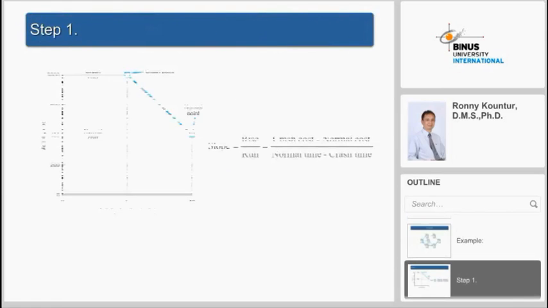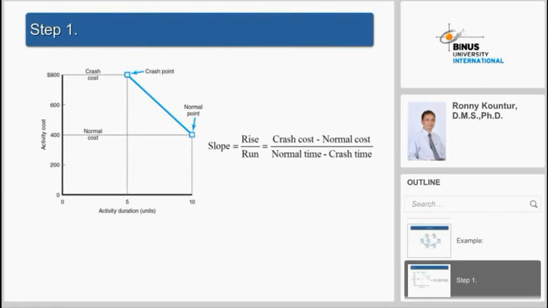Okay, the first step in reducing the time to complete the project is to compute the slope. What do we mean by slope? You see the formula there: slope is equal to rise over run. What do we mean by rise? Rise is equal to the crash cost minus normal cost, while run is equal to normal time minus crash time. So slope is the difference between crash cost and normal cost divided by the difference between normal time and crash time.